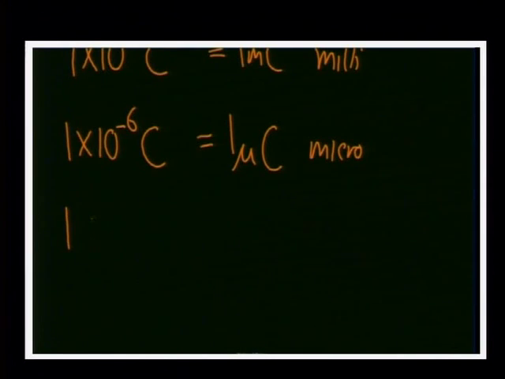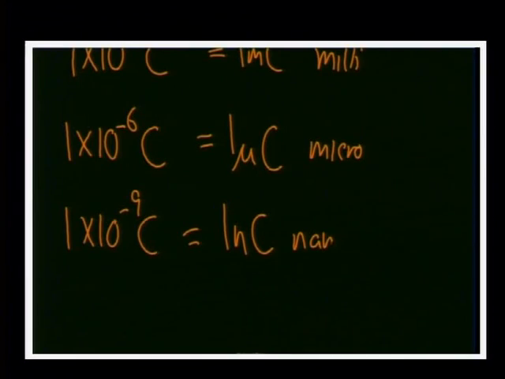We can say, what about 1 times 10 to the minus 9 coulombs? Well, that's equal to 1 nanocoulomb. Now, you might have heard of nanotechnology. It's at this level. It's at 1,000 millionth of a coulomb. Very, very small. 1 times 10 to the minus 9. And so we call this nanocoulomb.